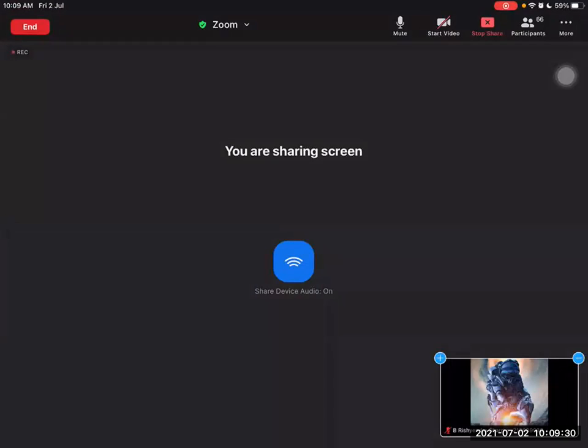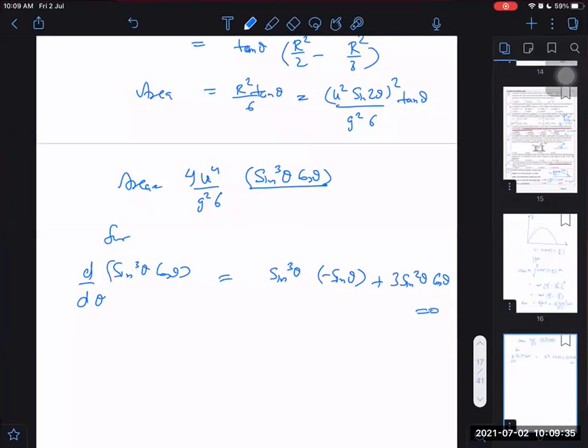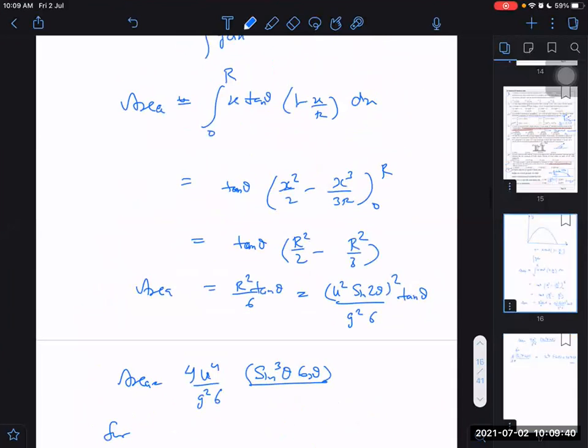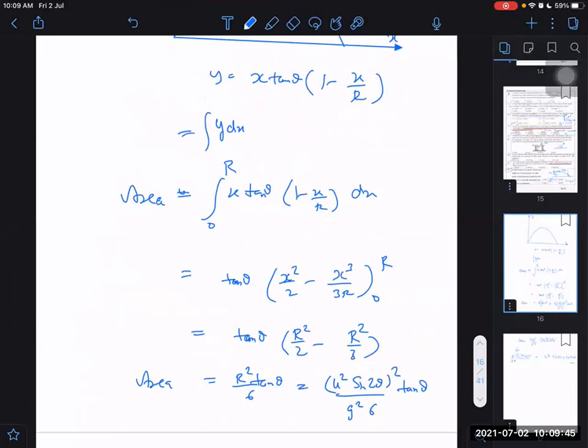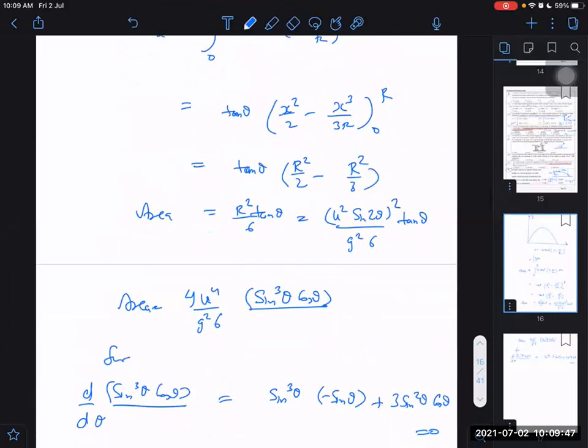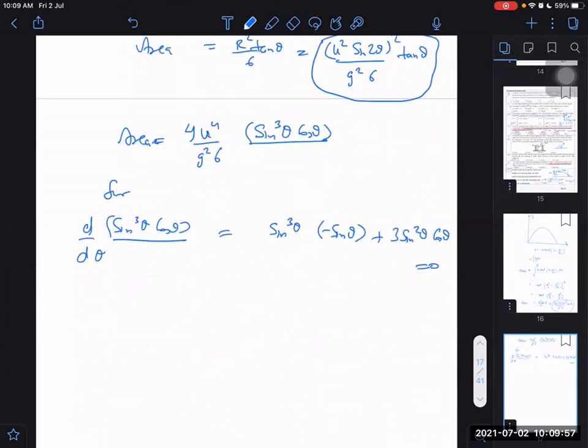Are we listening? Yes, sir. Are we getting answer for this? Area we are getting by integrating the equation of trajectory, because area is always y into dx. After getting area, I am writing in terms of u and theta, and then I am just differentiating that with respect to theta and putting equal to 0 for maxima. For maxima of area, dA by d theta is equal to 0.